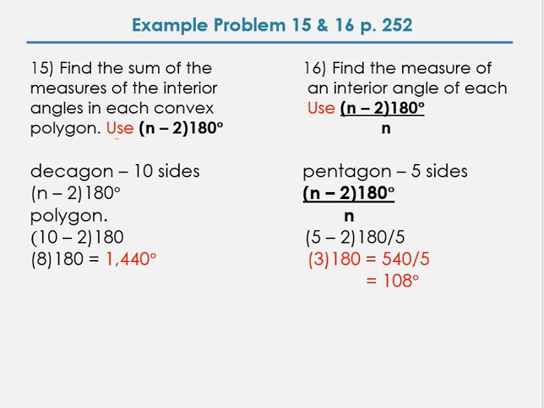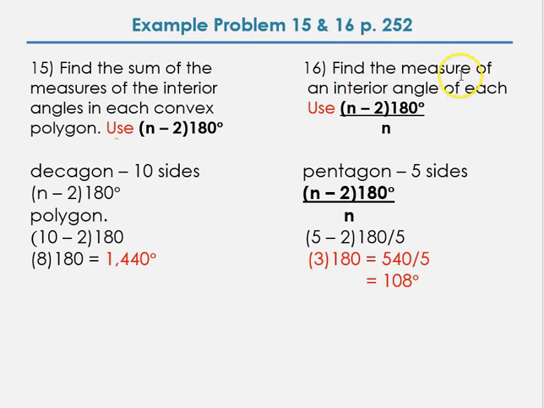So example problem 15 and 16 on page 252. Find the sum of the measures of the interior angles in each convex polygon. Use n minus 2 times 180. So if a decagon, which has 10 sides, were used, we would have 10 minus 2 times 180, which would be 8 times 180, which equals 1440 degrees.